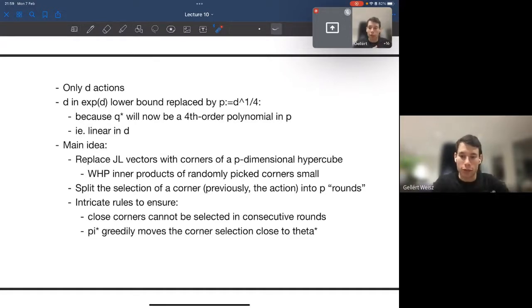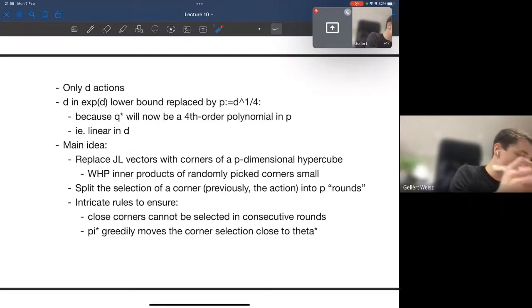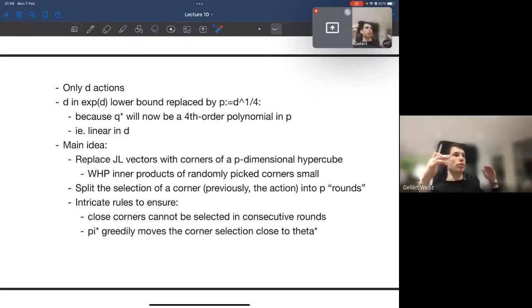In fact, if you look into the lemma, the way you construct these vectors is you take random vectors, and they will have a low inner product. That's exactly what's happening here. We first replace the JL vectors with the corners of a hypercube. Previously every action was to choose one of these JL vectors, which now corresponds to corners. Now it's not just going to be one action that chooses this; it's going to be a round that is split across p steps.